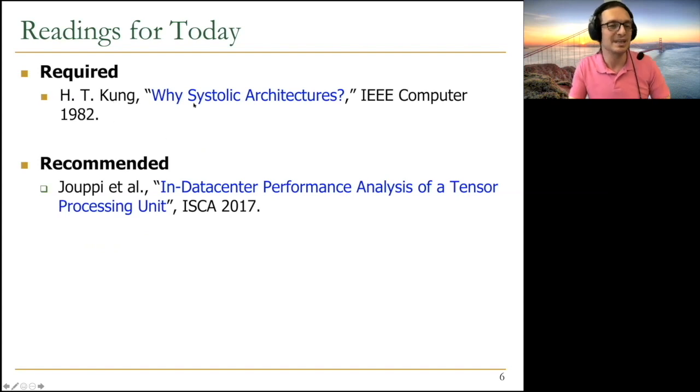So these are some readings that I would recommend you to do. I'm going to cover the Why Systolic Architectures paper by H.T. Kung, which is a beautiful seminal paper. And we're going to cover a more recent systolic array paper that talks about Google's tensor processing unit, which is at the core of systolic array architecture.